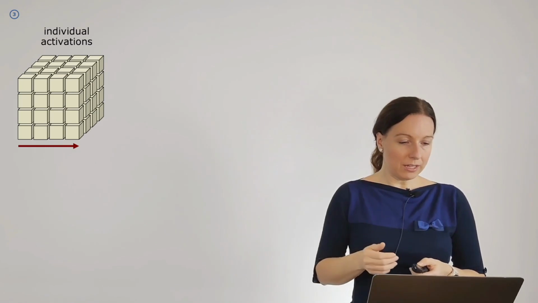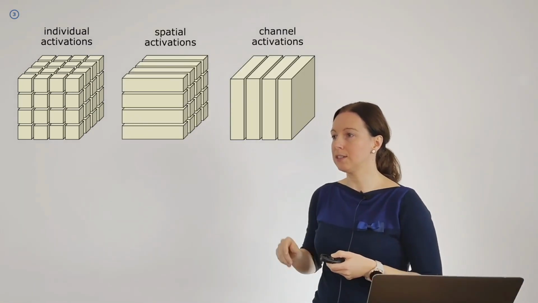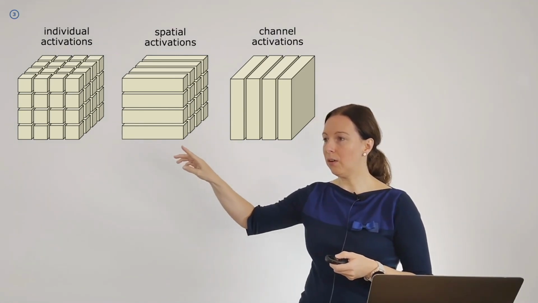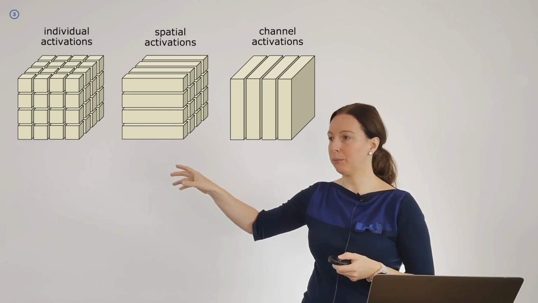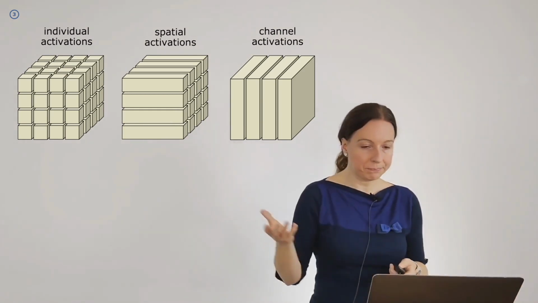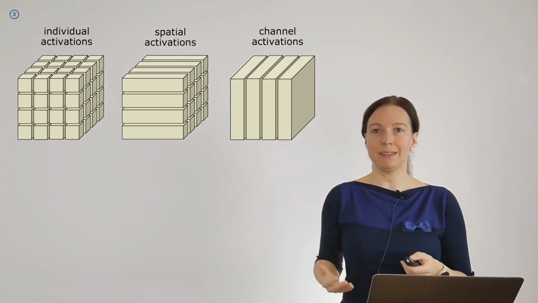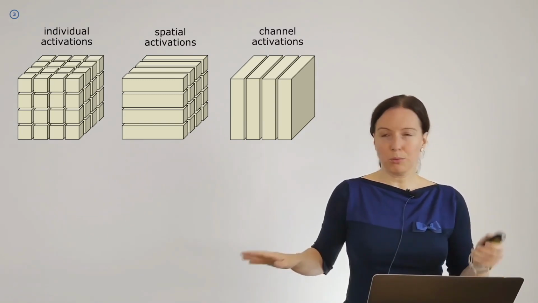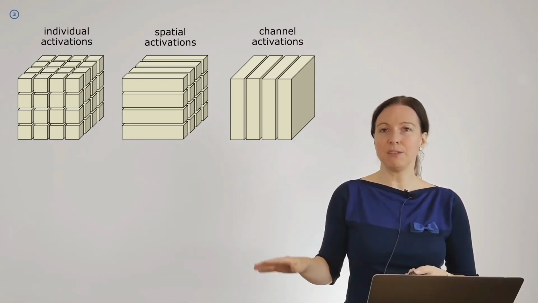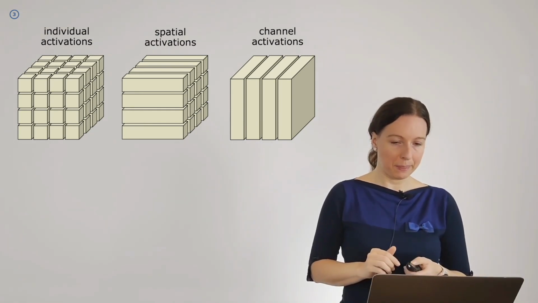You can also get other illustrations. For example, here you can visualize a spatial activation. These are all the activations at one specific position, or you can visualize the channel activations. And channel activations are also called feature maps or activation maps. So throughout the lecture, I will sometimes use feature maps, sometimes activation maps, but they are actually the same.